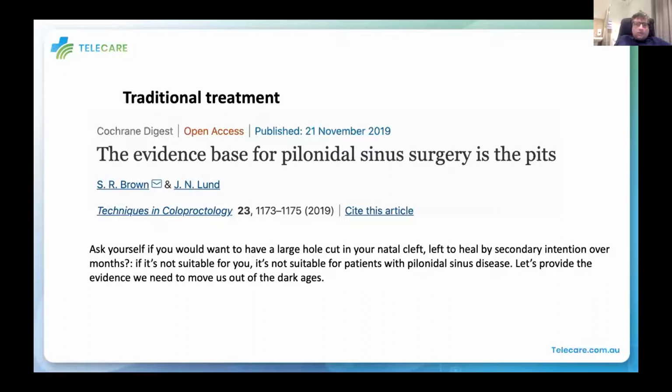And I'll just quote the last sentence or paragraph in the paper where the authors say, ask yourself if you would want to have a large hole cut in your natal cleft, left to heal by secondary intention over months. If this is not suitable for you, then this is not suitable for your patients. And I strongly agree with their sentiment.